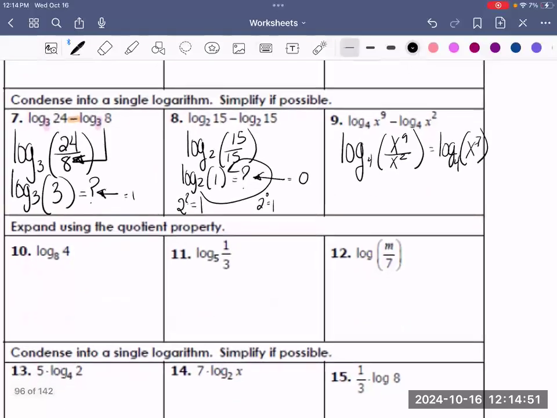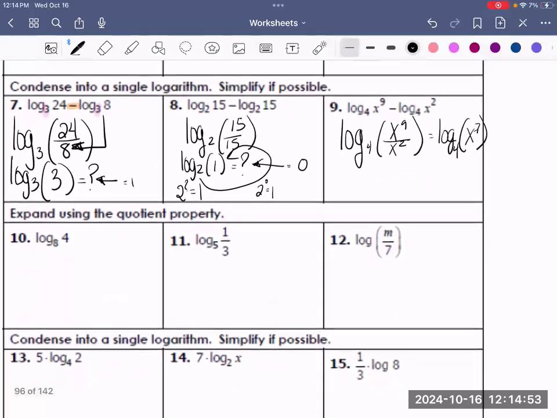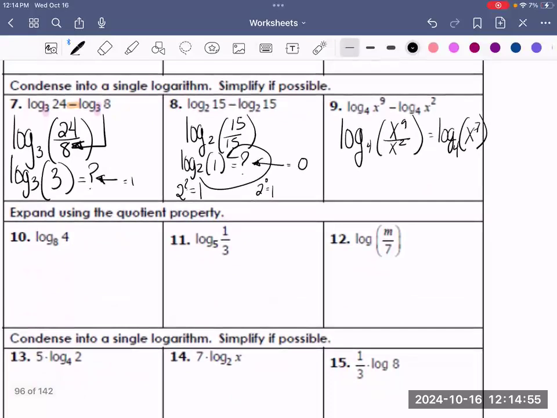Now let's try it again here with your quotient property. I'll do number 12 here. That's probably the most useful one. So we have an m on top divided by a 7 on the bottom. So the 7 is doing the dividing, so we'll subtract the 7.